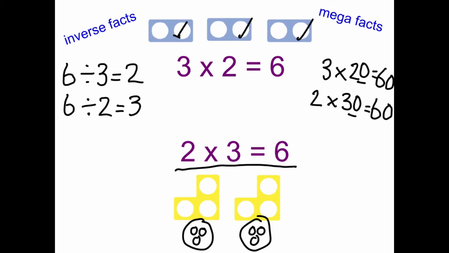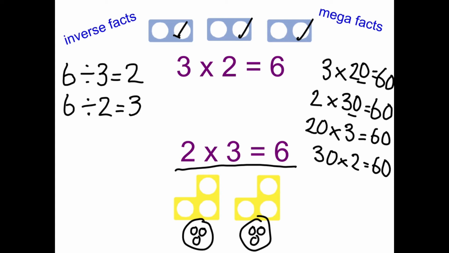And 3 20's make 60, just like if you had 3 20p's. 20, 20, 20 make 60. Now this time you can swap even more around, because you could put the 20 there and the 3 there. That will make 60. Or you could put the 30 first and then put the 2 there, and that will also make 60.